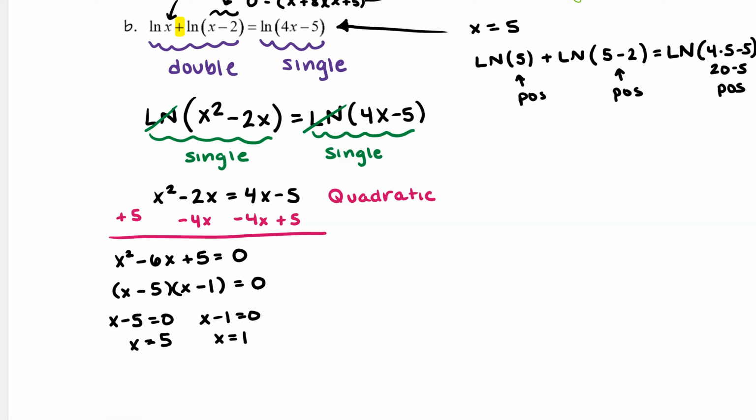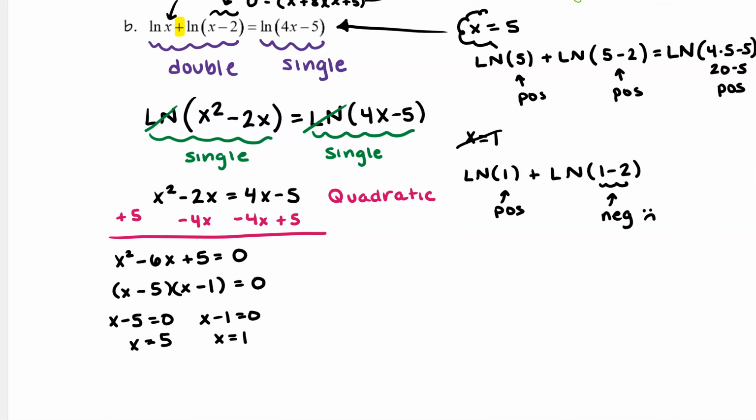Let's check x equals 1. So I'm going to go back. I have the natural log of 1. Looking good, that's positive, that's cool. Plus the natural log of 1 minus 2. Oh no, 1 minus 2, that's a negative number. And we can't take the log of a negative, so I'm just going to stop and I'm going to be like, hey, sorry, 1's not an answer. So this guy only has one solution, x equals 5.